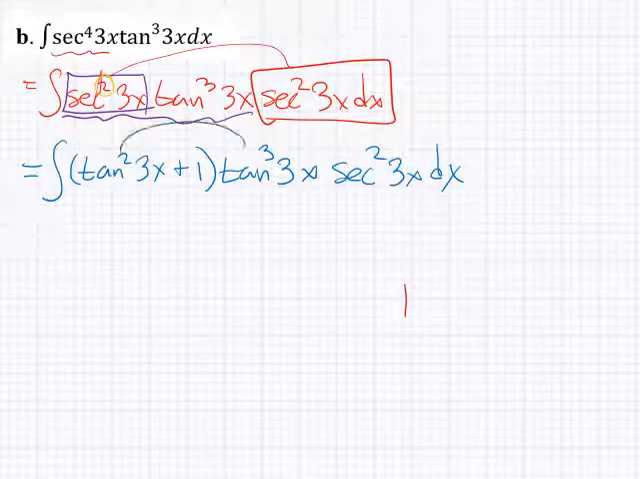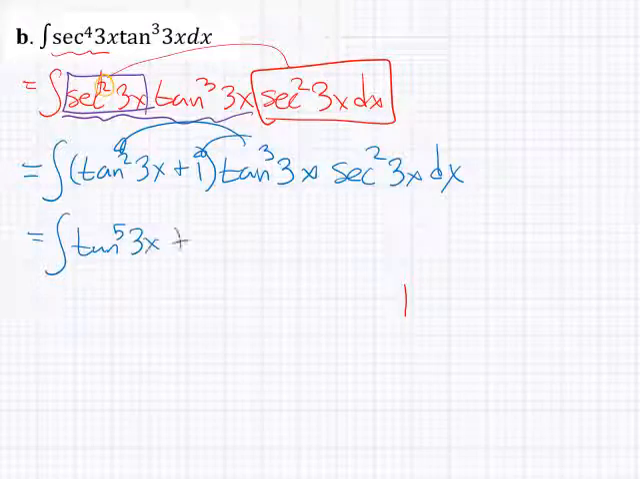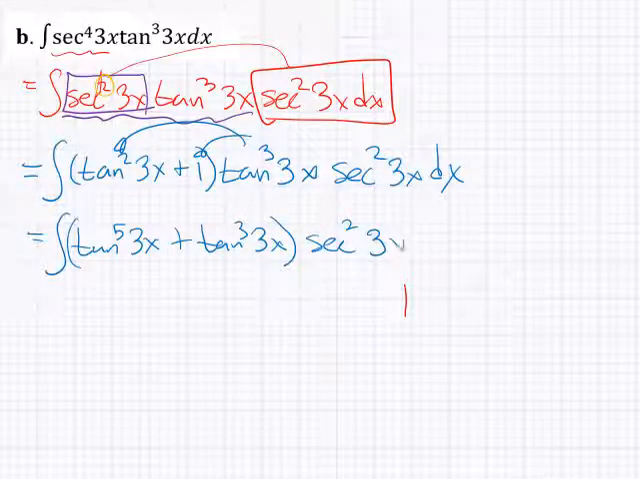And then I'll distribute this in here and here, okay? Just like we've done in all the previous ones. So then I'm going to get a tan to the fifth 3x plus a tan to the third 3x, and then a secant squared 3x dx. You notice the 3x really hasn't played a huge role. I just keep writing it over and over again. Here's where it plays a role.